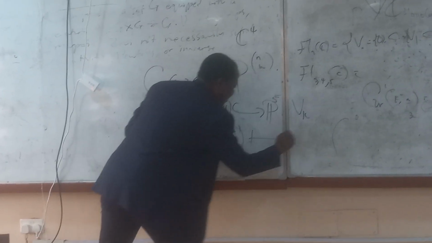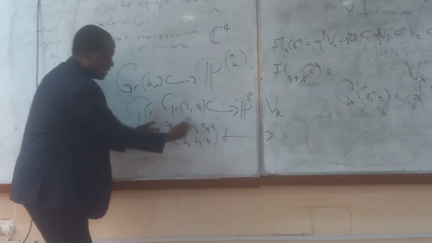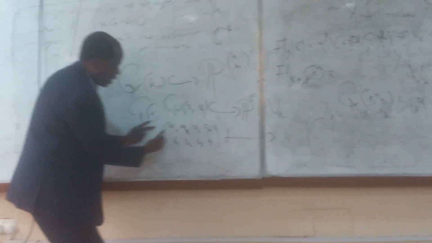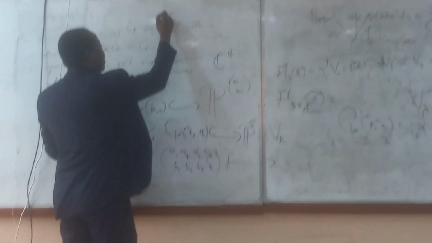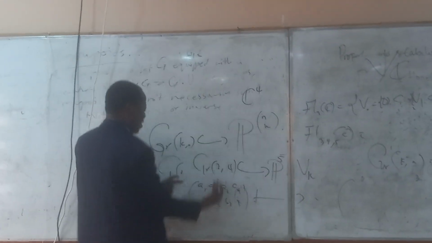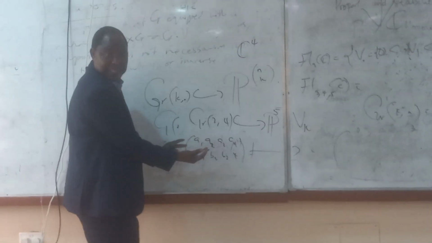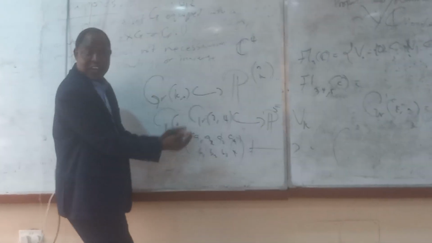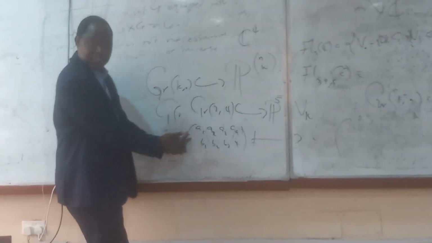So how do I embed it inside this space? You take this as an element of each one of them. Instead, this one you want to look at W1, that will be the determinant of this, because they're linearly independent. If they're linearly independent, the minor will not be 0, that will not be 0.